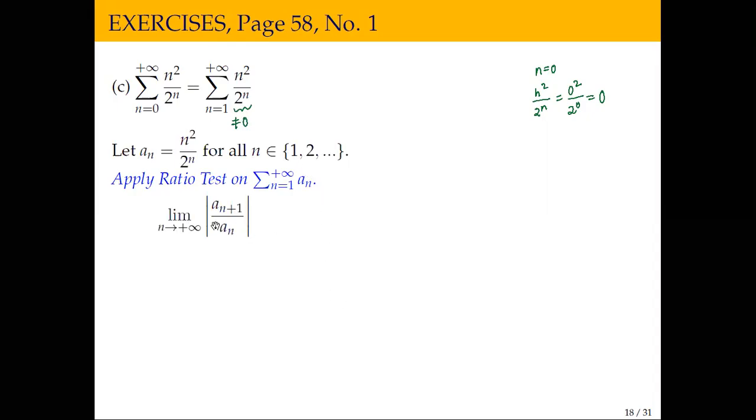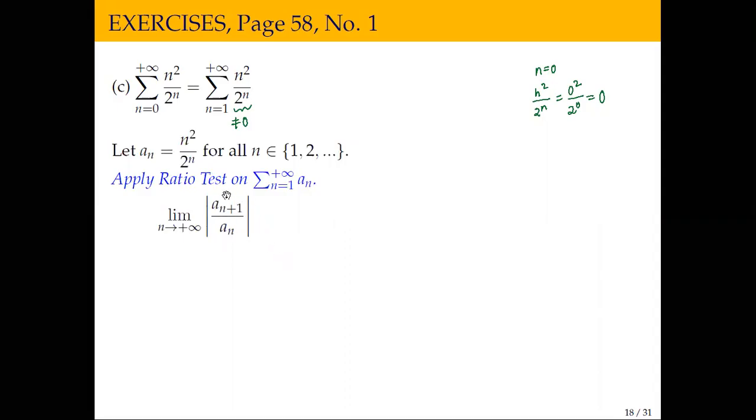Applying the ratio test, we have to look for this limit. Again, if this limit turned out to be less than 1, then we say that this infinite series converges. If it turned out to be greater than 1 or is equal to positive infinity, then we say that this infinite series diverges. However, if this limit turned out to be equal to 1, then we say that the ratio test is inconclusive.